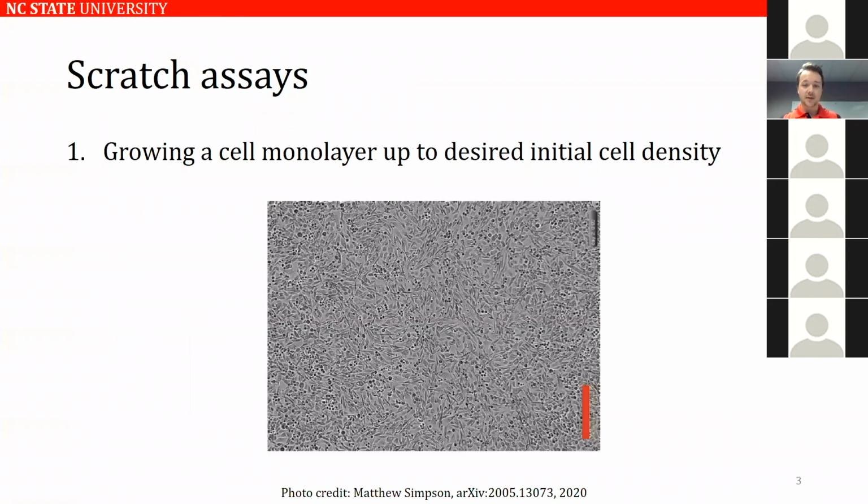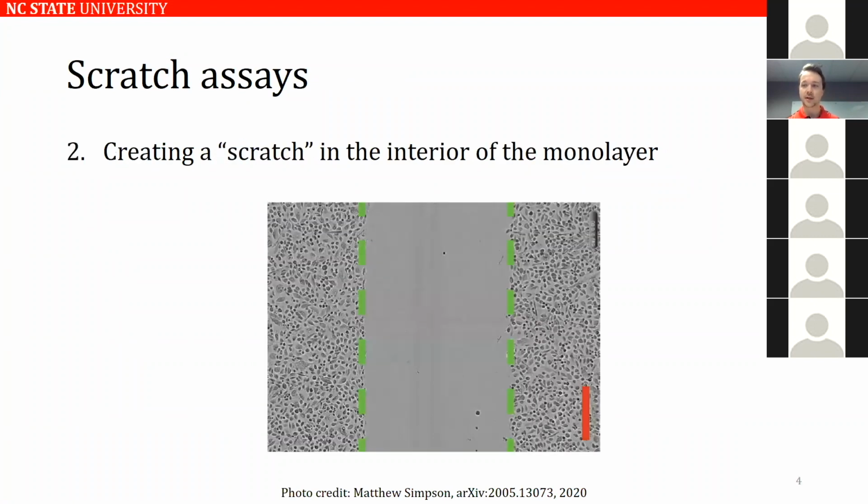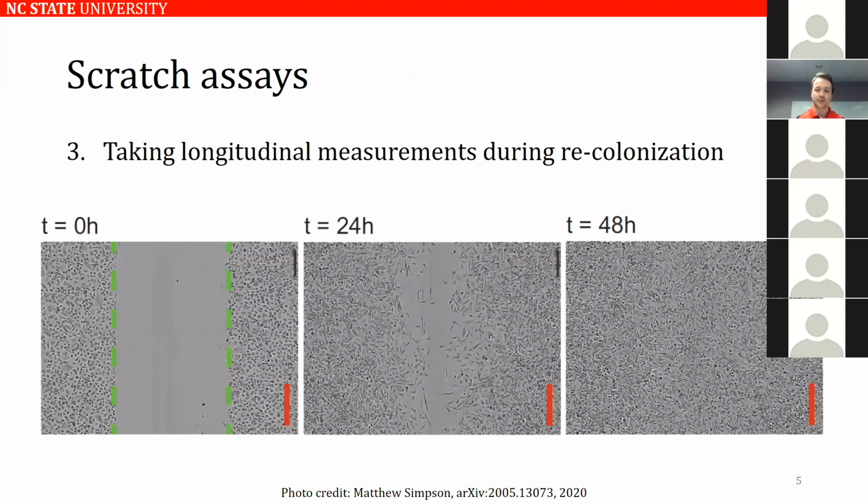A scratch assay involves first growing a cell monolayer up to some desired initial cell density, and monolayer just means that the cells are side by side and not on top of each other. Once they've grown to the initial cell density that you want, you create a scratch down the center of the monolayer. Then over the next 48 hours or so, you can take imaging data as the cells start to converge back into this empty region.